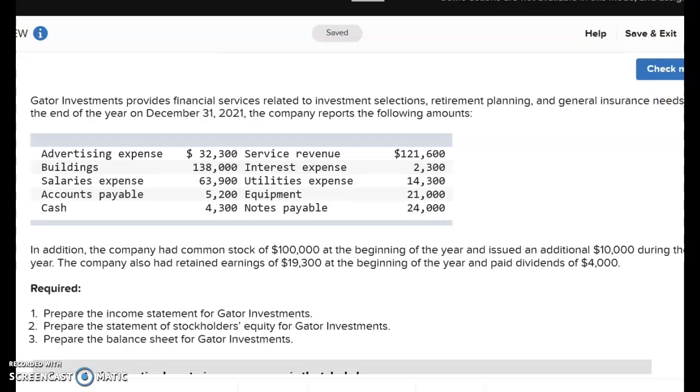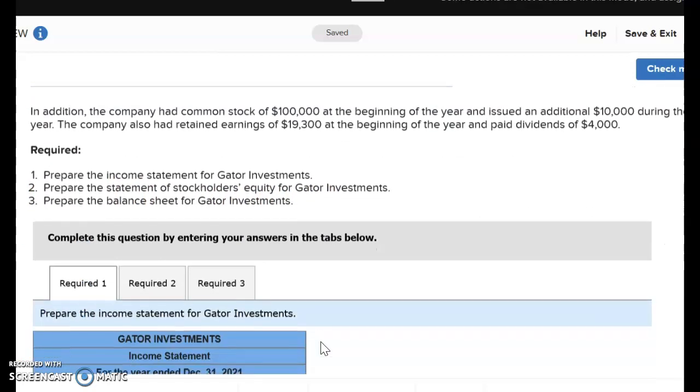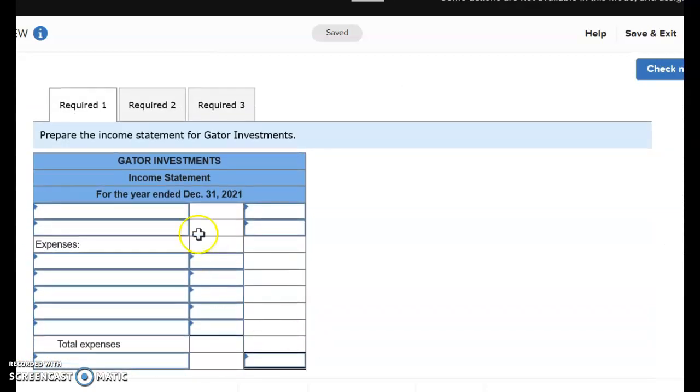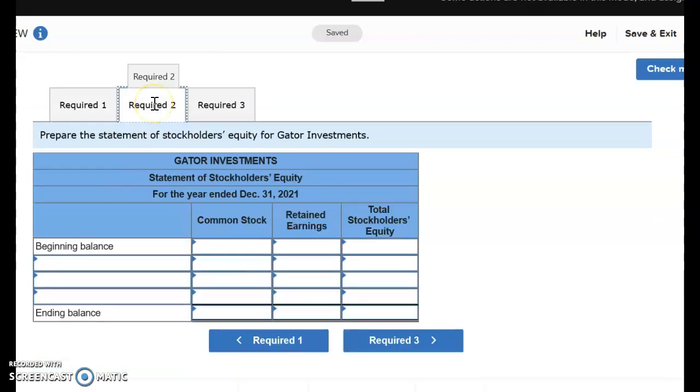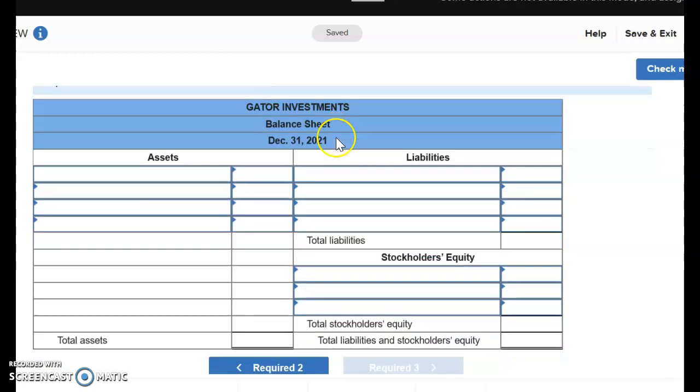There's an at here, right here at the end, at the end of the year. All right, so you need to prepare the income statement, statement of stockholders' equity, and balance sheet. So income statement, statement of stockholders' equity, balance sheet. Okay.